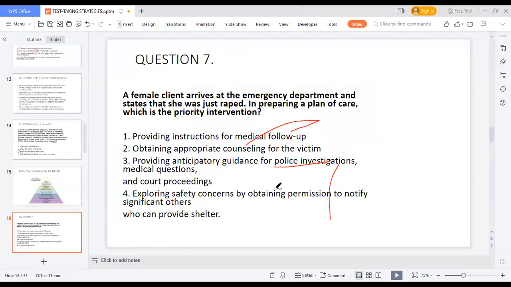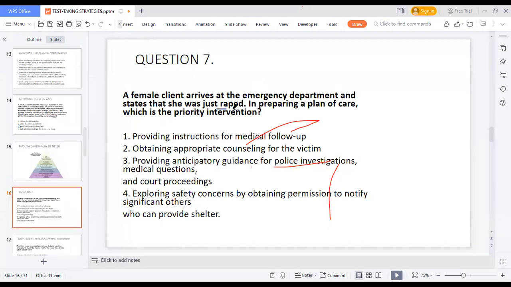Question number 7. We're applying Maslow's hierarchy of needs here. I want you to be able to understand how to answer questions by applying Maslow's hierarchy of needs. The question says, a female client arrives at the emergency department and states that she was just raped. In preparing a plan of care, which is the priority intervention?